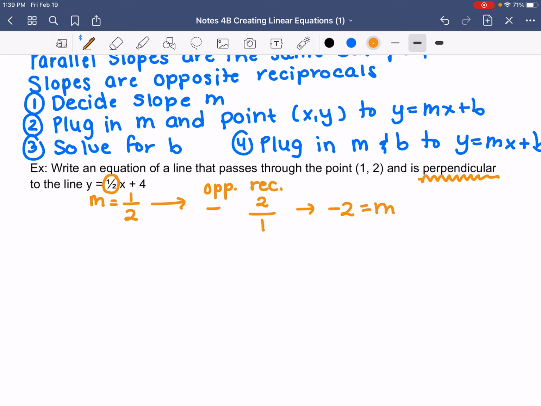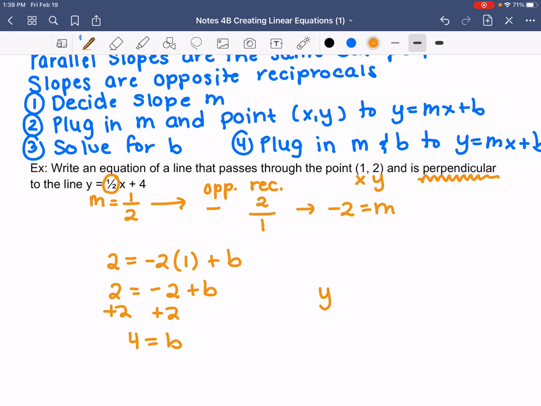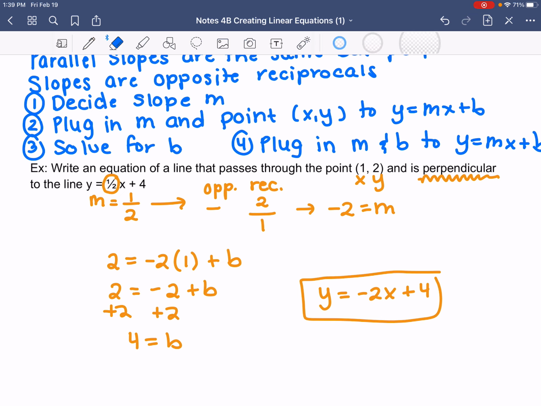Then we're going to use our point. Our point is x, y. We're going to plug it into y equals mx plus b. So y equals -2 for m, 1 for x, and b is what we're trying to find. So 2 equals -2 plus b. Add 2 to both sides, and we get b is equal to 4. Plug them all back in. y equals mx plus b. And that's our answer.